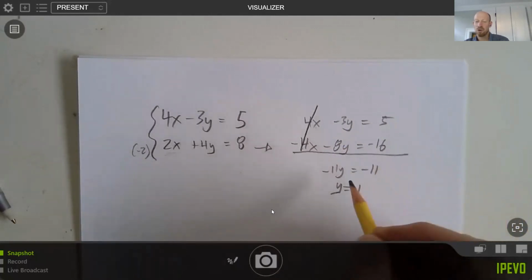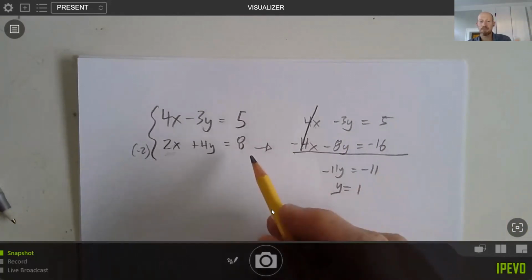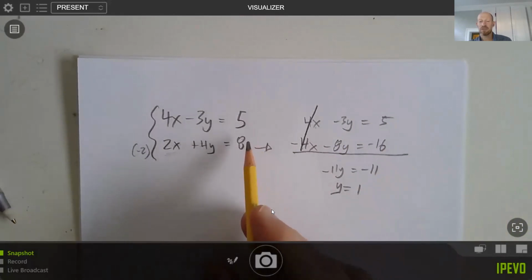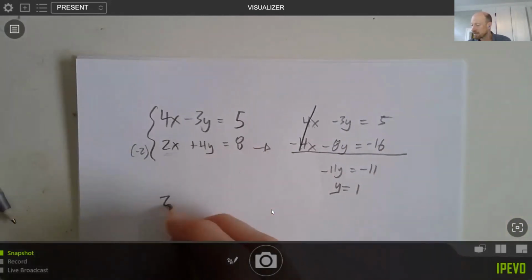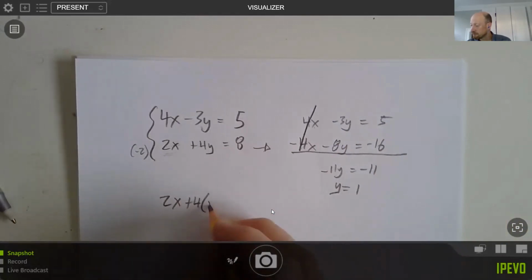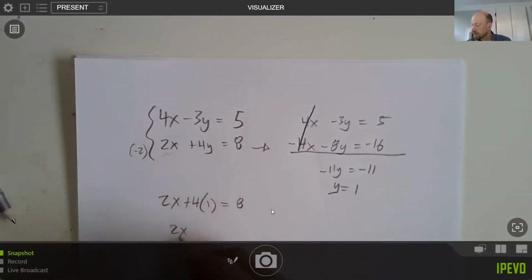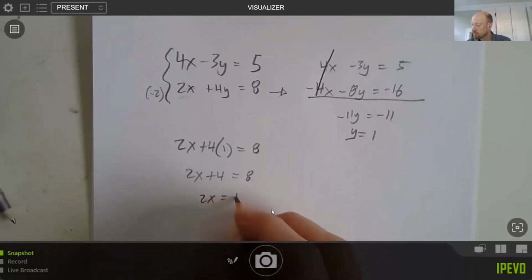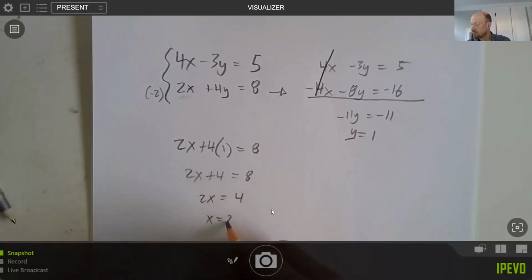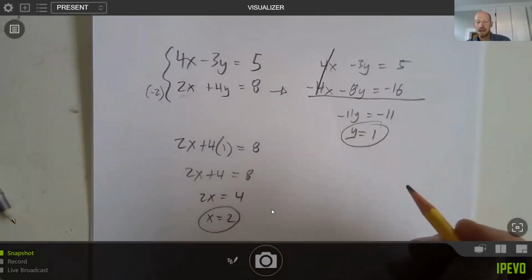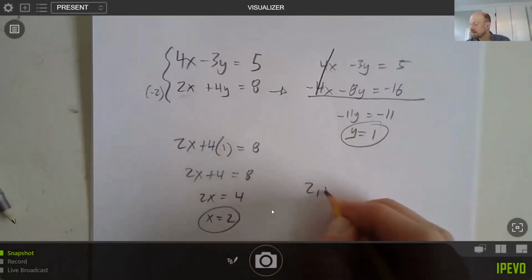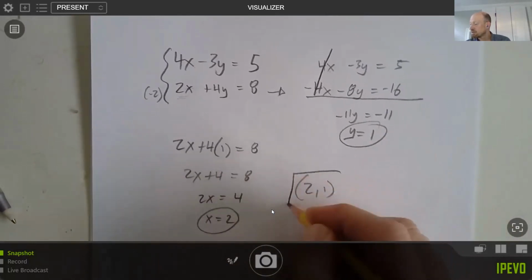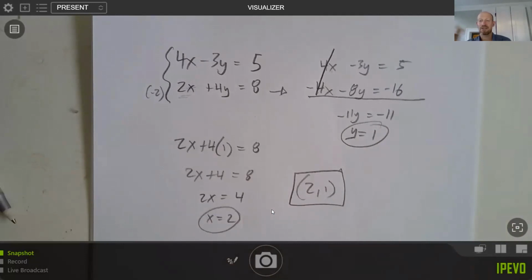And now I know I've got really my solution. I have the y value in my solution. So to find the x, I just need to plug it in. I could plug it into either one of these equations, but I like the bottom one better, I think. Two x plus 4 equals 8. 2x equals 4, when I subtract the 4, and when I divide by 2, I get x equals 2. I'm okay if you just circle that, but technically the solution is the x and the y together. So an ordered pair is kind of a nicer way of writing that.